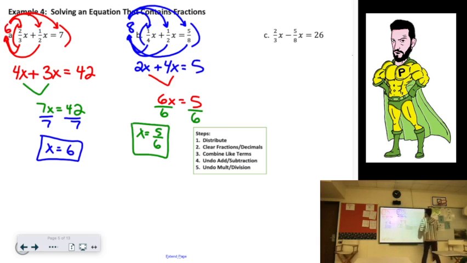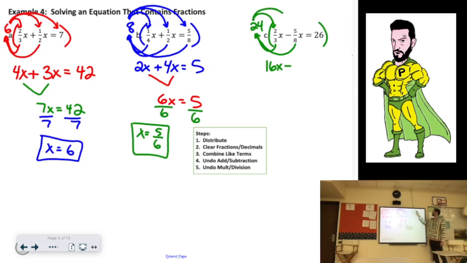And the last one, we have 2 denominators, 3 and 8. The smallest number those go into is 24. 3 goes into 24 8 times. 8 times 2 is 16. 16x minus 8 goes into 24 3 times. 3 times 5 is 15. And we just gotta do 24 times 26. I don't know what that is. 24 times 26, 624.